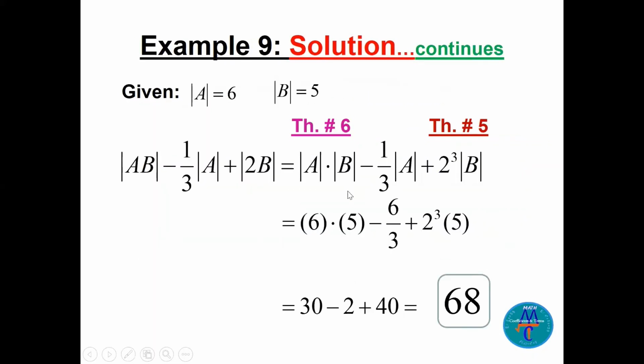So now we have 6 times 5 minus 1/3, and this is determinant of A is 6, so 6/3, plus 2 cubed, and determinant of B is 5 given. So that's 30 minus 2 plus 40, 68.